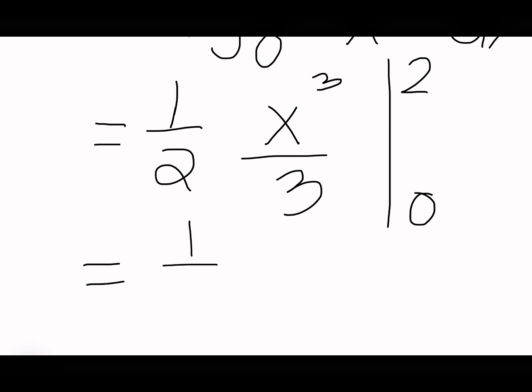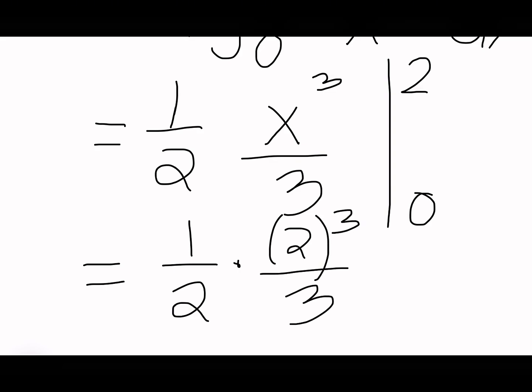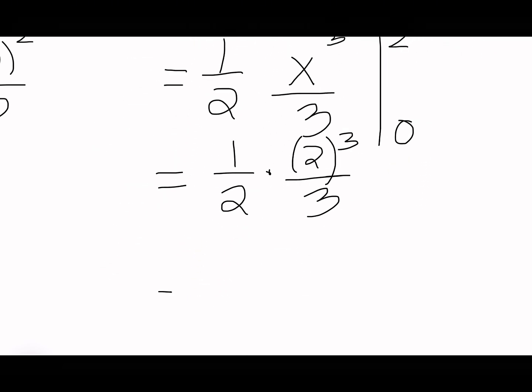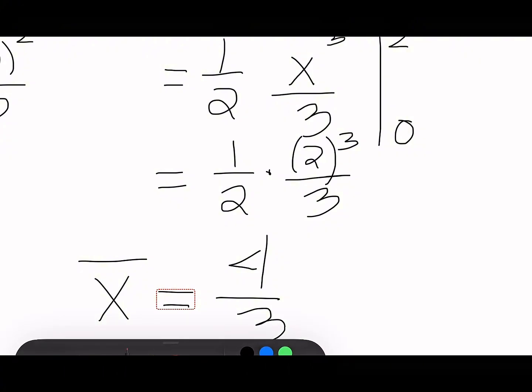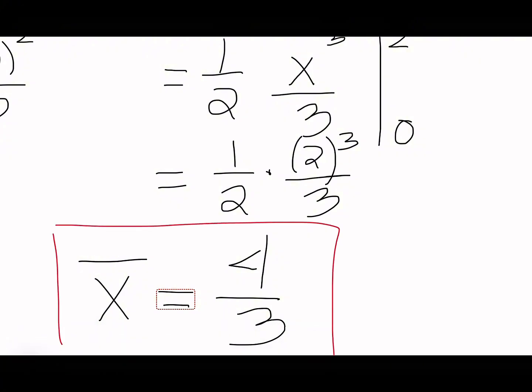So 1 over 2 times, substitute the x to 2 cubed over 3. So now this answer is 4 over 3. So here is our final answer.